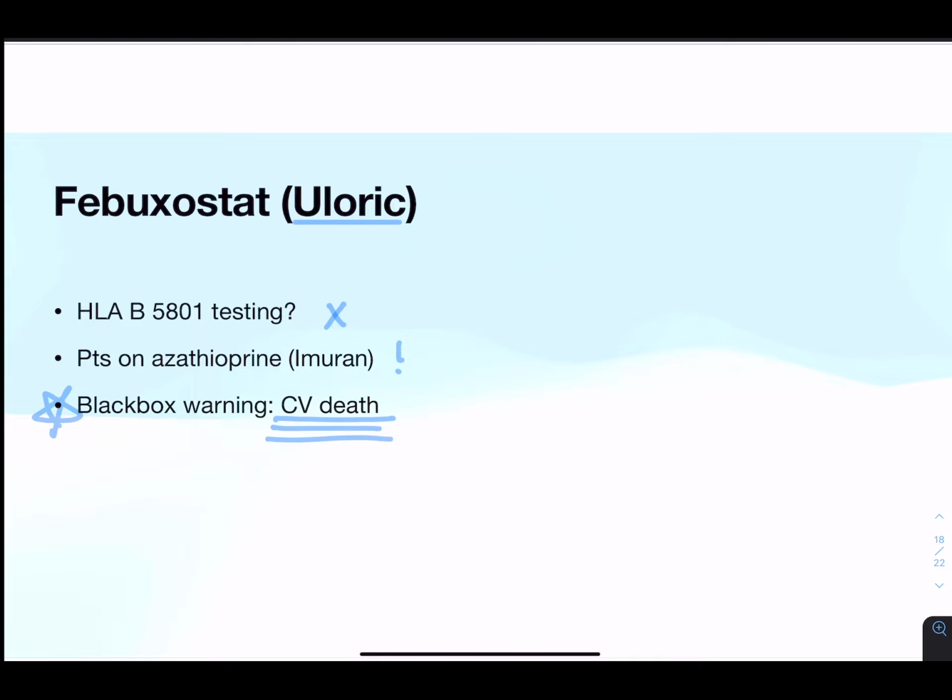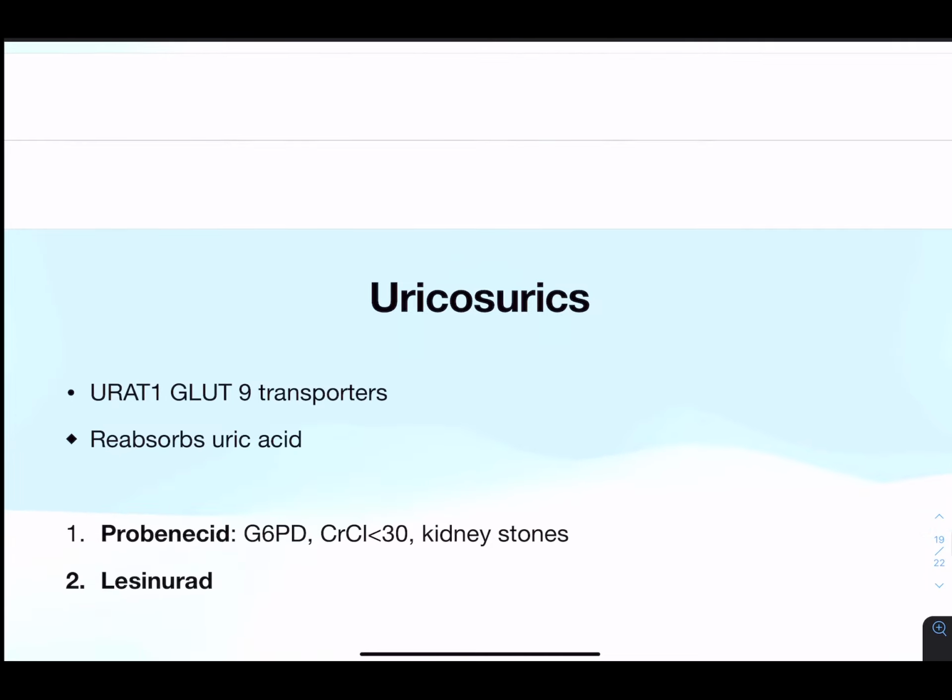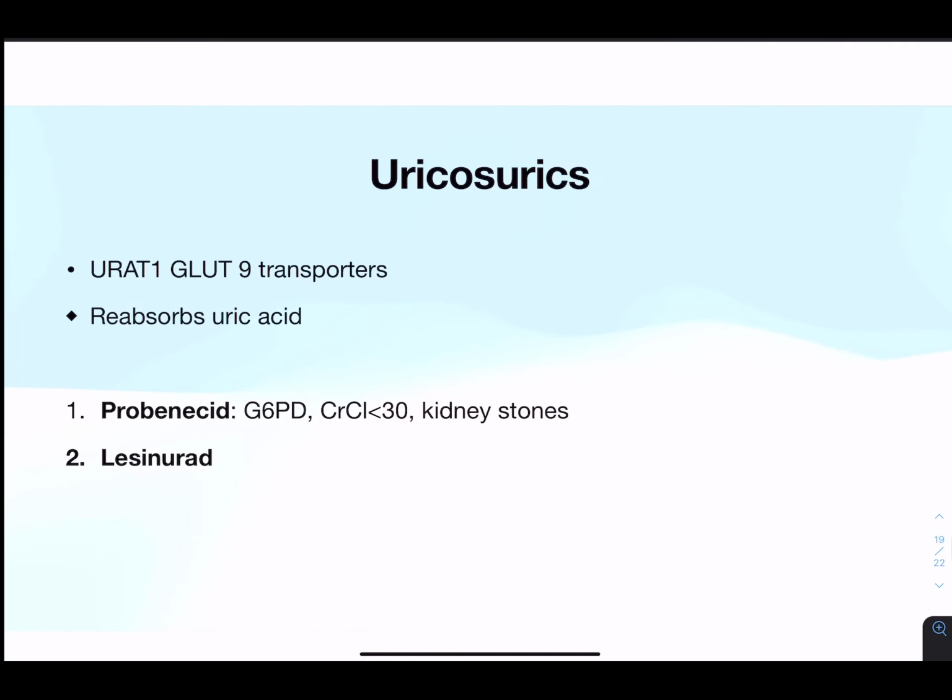Next class of ULT, we have uricosurics. In the proximal tubules of the kidney, there are URAT1 and GLUT9 transporters whose function is to reabsorb uric acid in the body. Uricosurics work on these transporters by blocking them so you're not reabsorbing the uric acid.